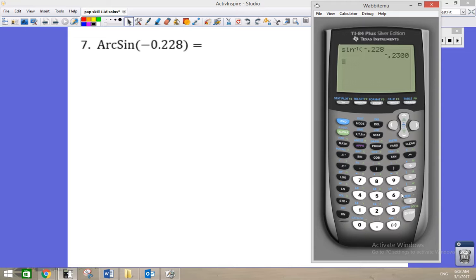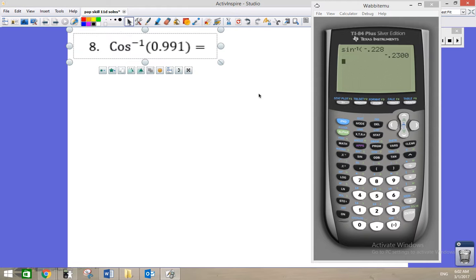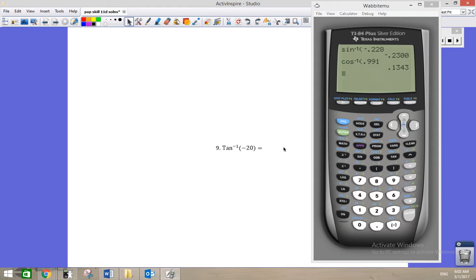So here's our answer for number seven. Inverse cosine 0.991. And remember, the input into an inverse trig function is a ratio, and the output is an angle measure. So do try to keep that in mind.